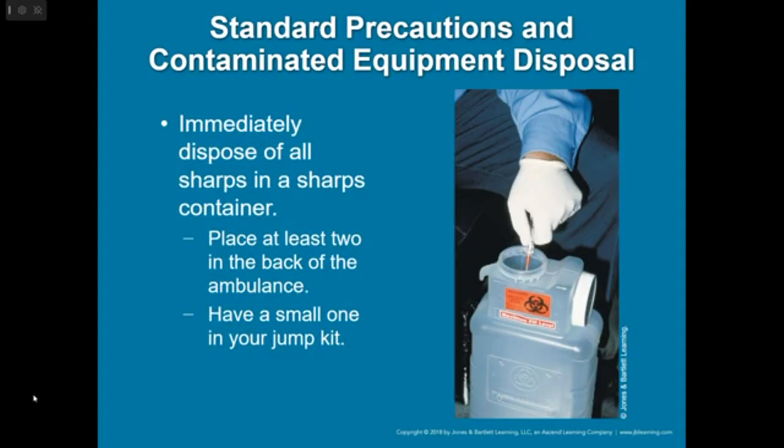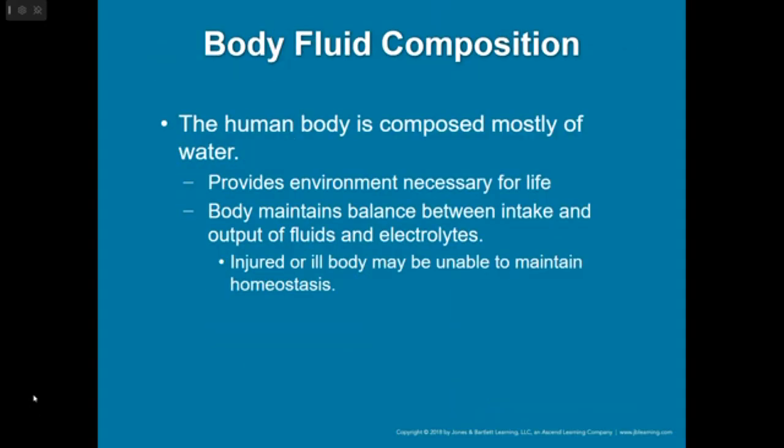Have at least 2 needle disposal buckets in the back of your ambulance. Have one on each side of the patient. That way you can easily get to them, and you're less tempted to just lay it down and pick it up later if you've got one just within arm's reach at all times whenever you're in the back of the ambulance. Also have one in your jump kit, and that way if you're in the house and having to start an IV, you're good to go there.